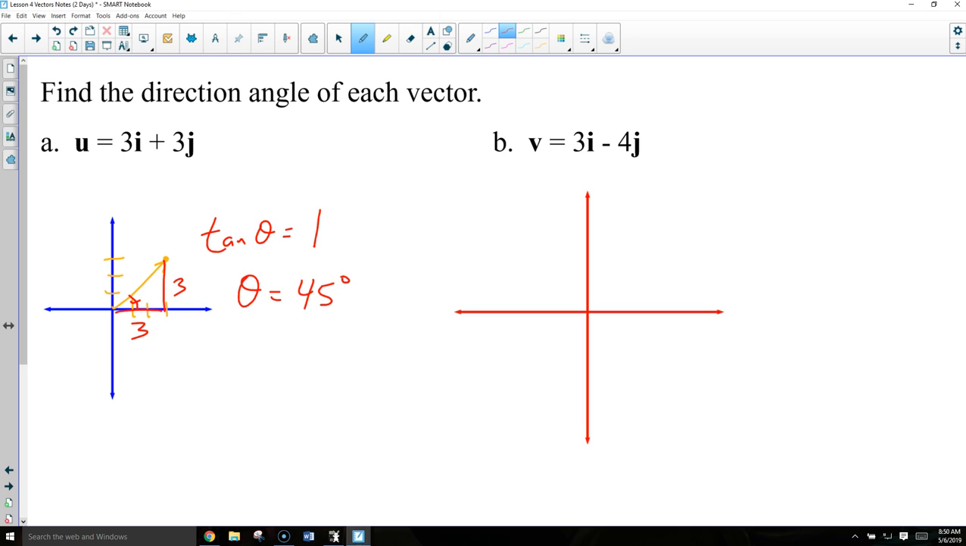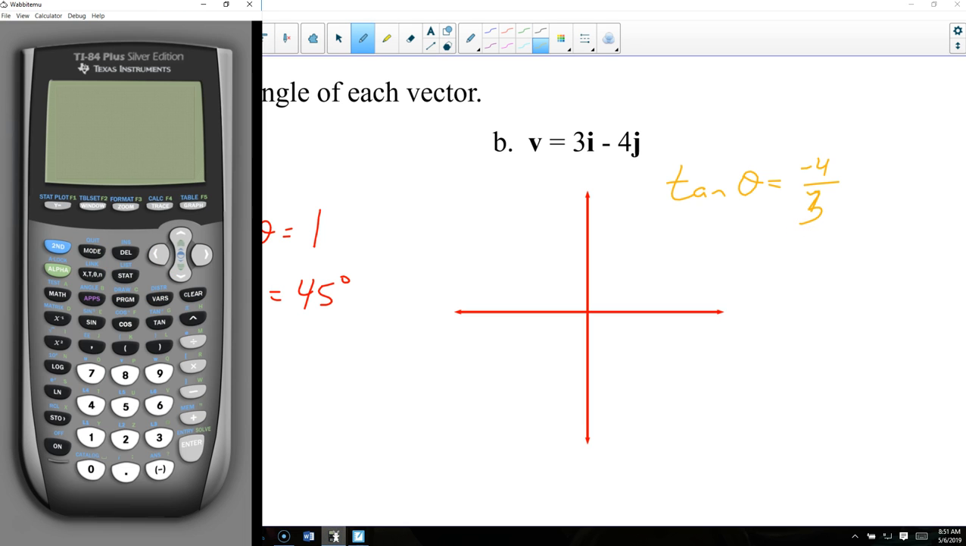And we could verify that with our calculator. The quicker way, of course, is to take b divided by a. So 3 divided by 3 is 1, and then we take the inverse tangent of that. So we could do it non-graphically. Let's do it non-graphically here for letter b. So I would say the tangent of theta is equal to negative 4 over 3. Sorry about my smartboard. So on our calculator, make sure we're set to degrees.